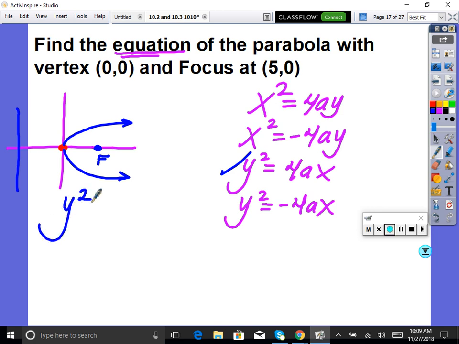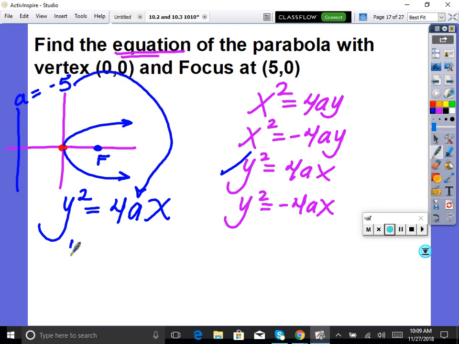So you'd say, okay, I'm starting with this equation: y squared equals 4ax. Now all we have to do is figure out a. If we know what a is, then there's our equation. So a is the distance to the directrix. What is my directrix at? Negative 5, correct? So plug in negative 5 for a, since that's what it is. So we have y squared equals 4 times negative 5x. So my final answer is y squared equals negative 20x.